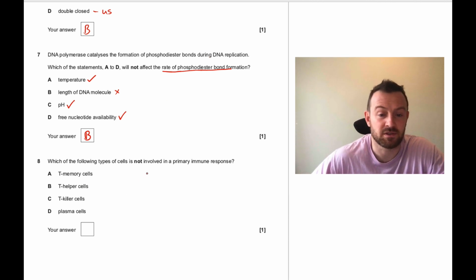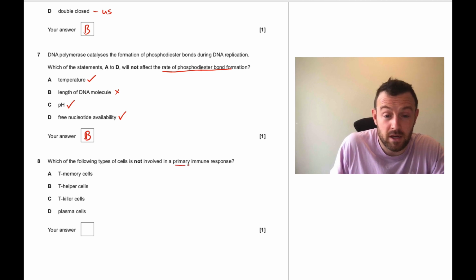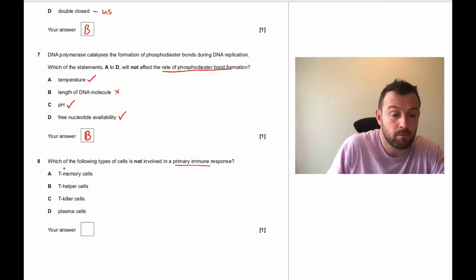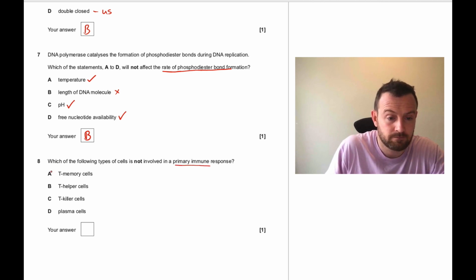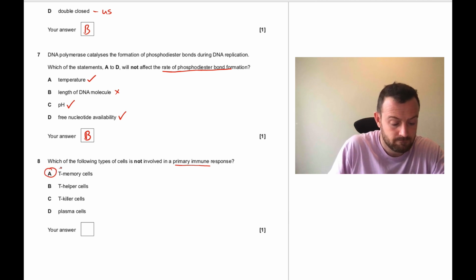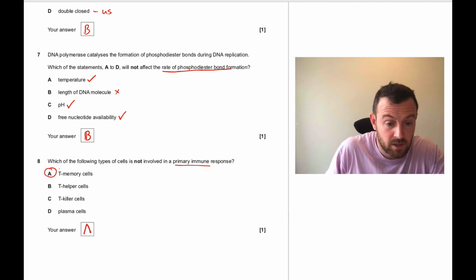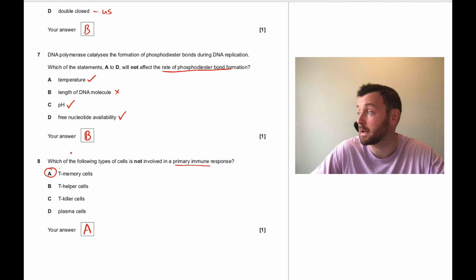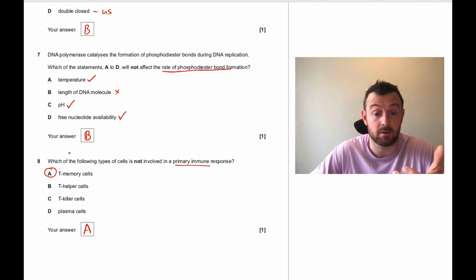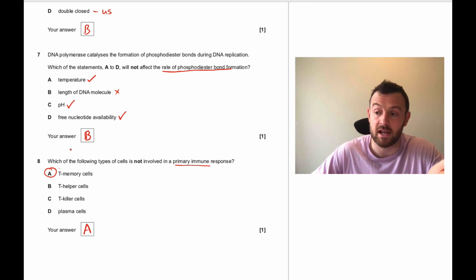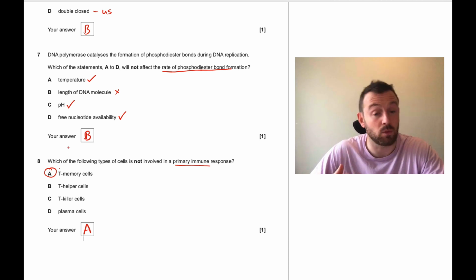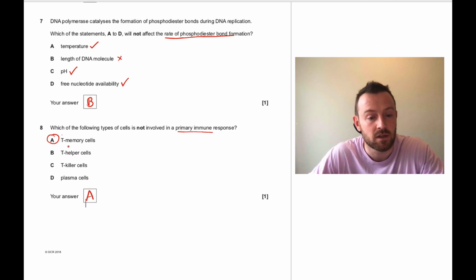Which of the following types of cell is not involved in a primary immune response? T memory. Anything memory. Because the memory cells only come into play on your secondary immune response, or the second time you've been infected. The memory cells mean that you can fight your infection a lot faster. T memory, remember, we also have B memory cells that lead to immunity.